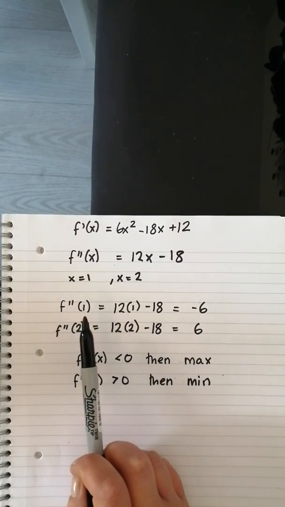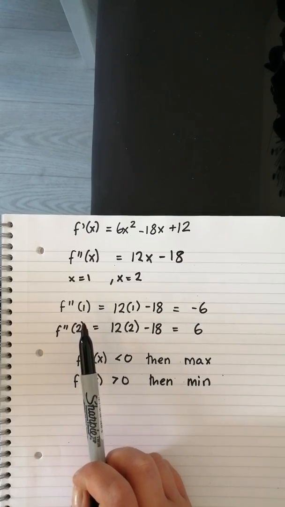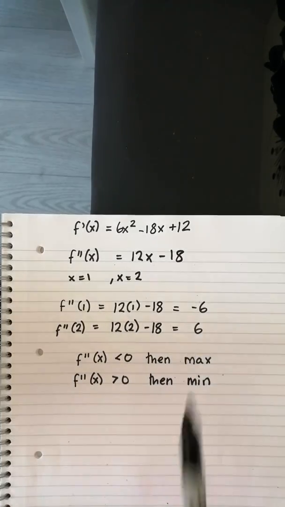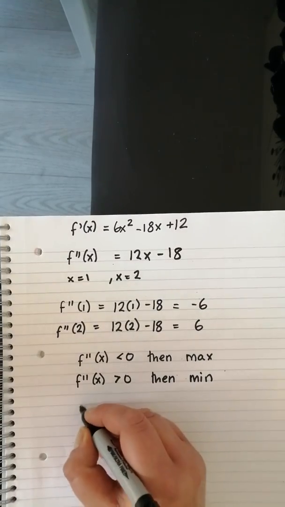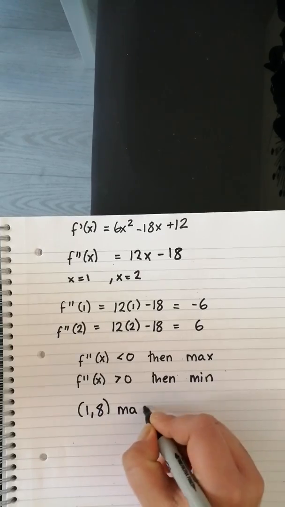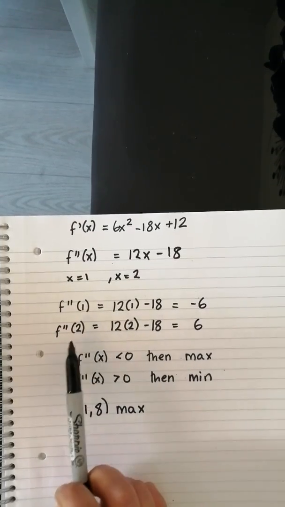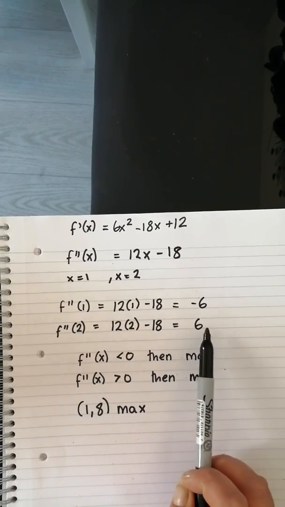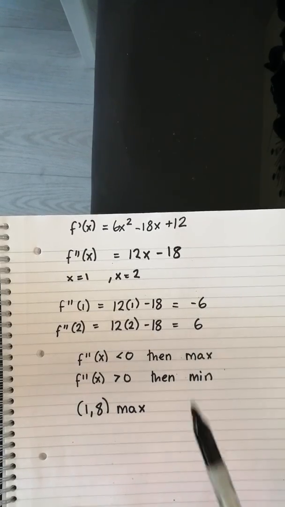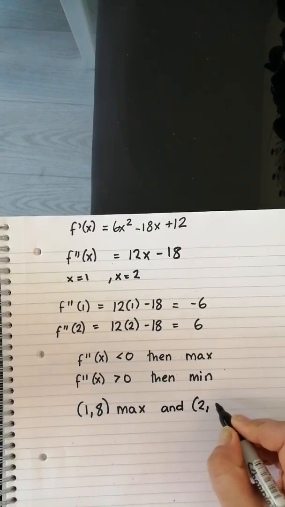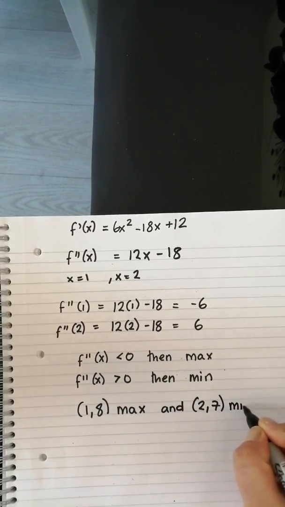So when we substitute in 1, corresponding to our point (1, 8), we get back a negative. That means that the point (1, 8) is a maximum. And when we substitute in 2 for the point (2, 7), we got that it was a positive number, greater than 0. So our point (2, 7) is a minimum.